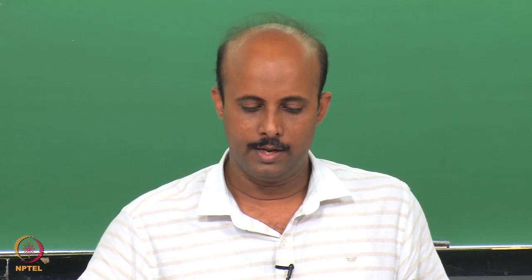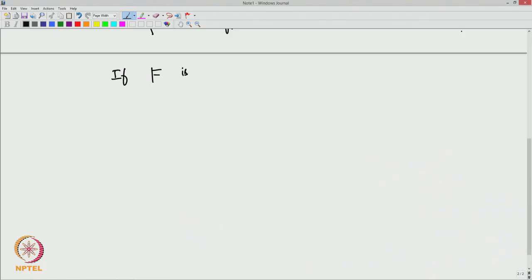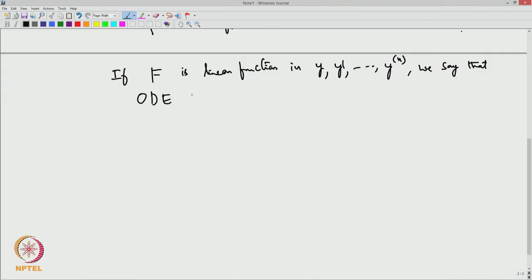So, we can define what is linear and nonlinear. If the function f is a linear function in the variables y, y dash, up to y^(n), for an ODE, we can say this. If this is a linear function in these variables, we say that the ODE is linear. Otherwise, nonlinear.